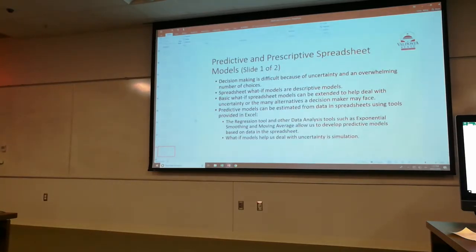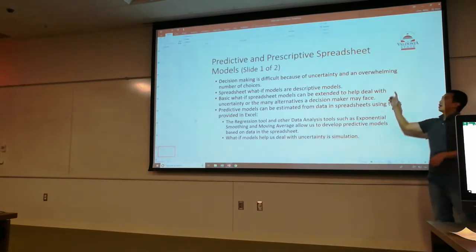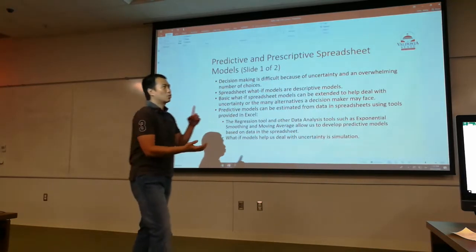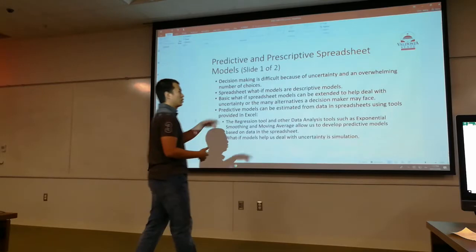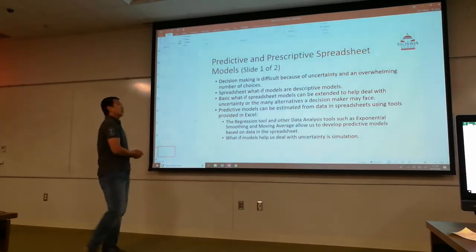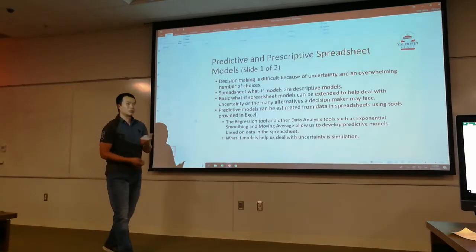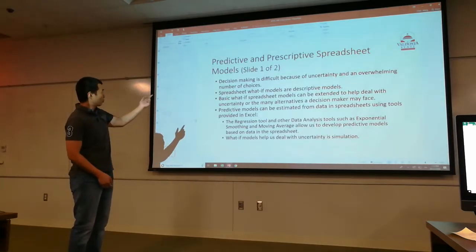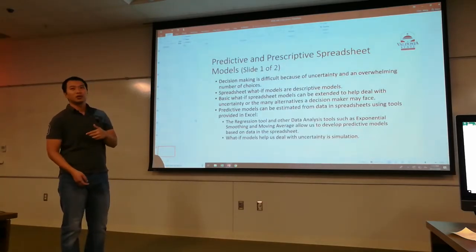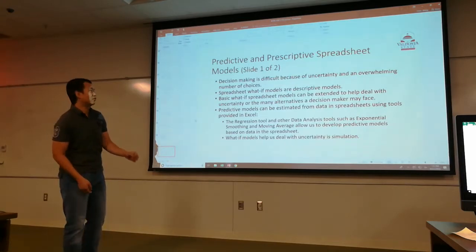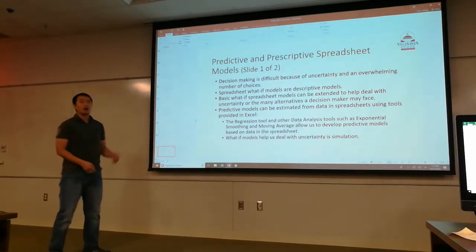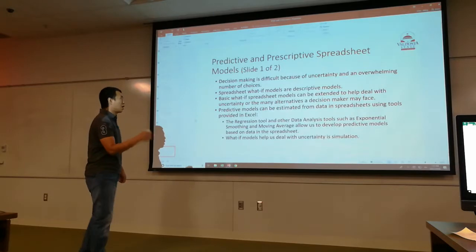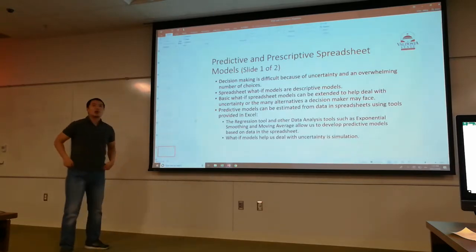And the last one is predictive and prescriptive spreadsheet models. So here in this chapter, we talk about what-if analysis, building the model, and we use the scenario manager to show different results. But all of them are called descriptive analytics or descriptive models. Then in the next chapter, chapter 12, we will start to talk about prescriptive models.